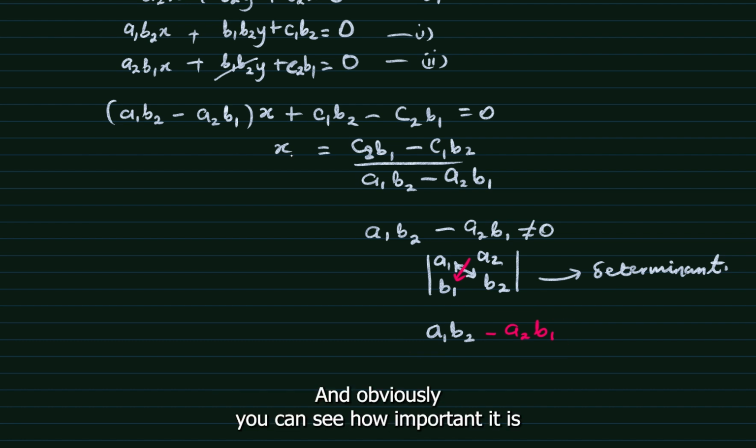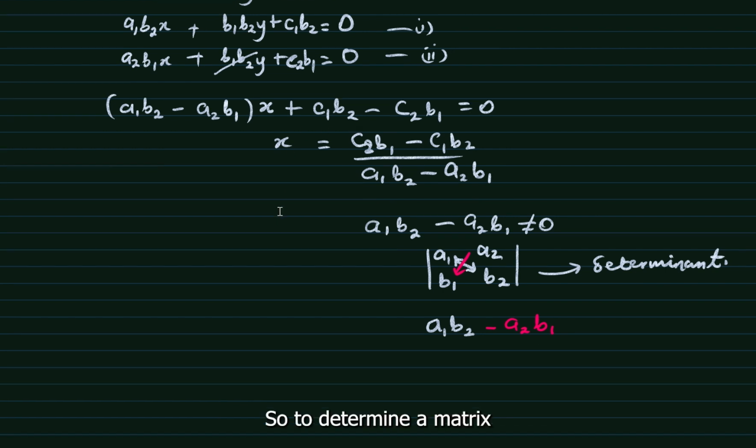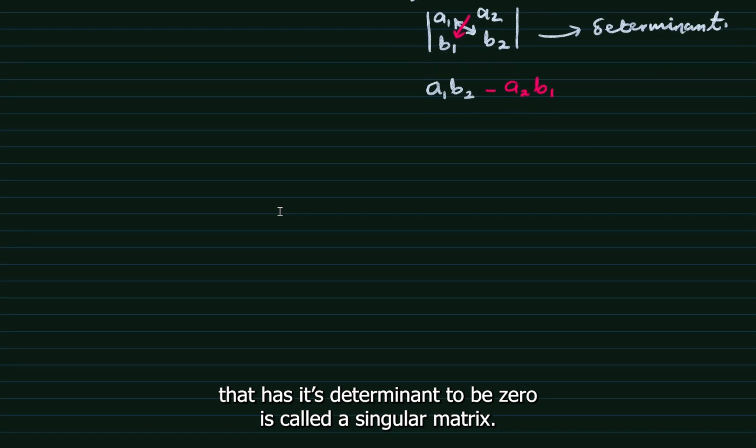Obviously you can see how important it is to know whether the solution exists or not. A matrix that has its determinant equal to 0 is called a singular matrix. Next up, we will look at how to find the inverse of a 2 by 2 matrix.